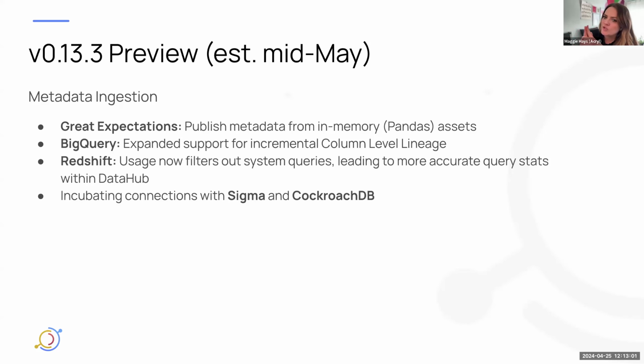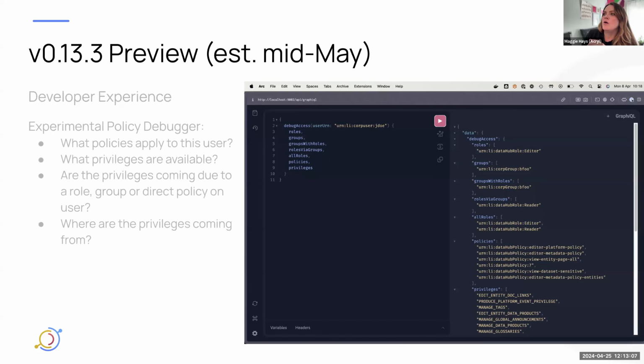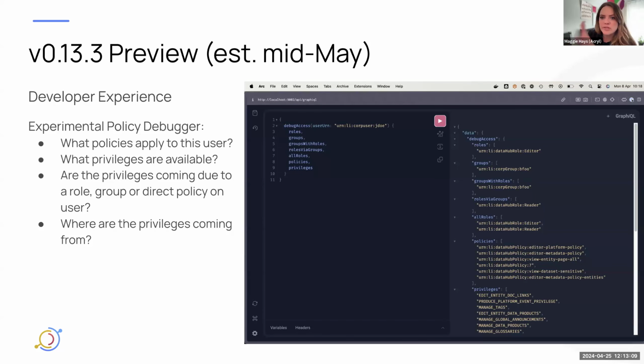Separately, we are incubating 2 new sources with Sigma and then CockroachDB. I'm almost done, I promise. I know this is a lot.